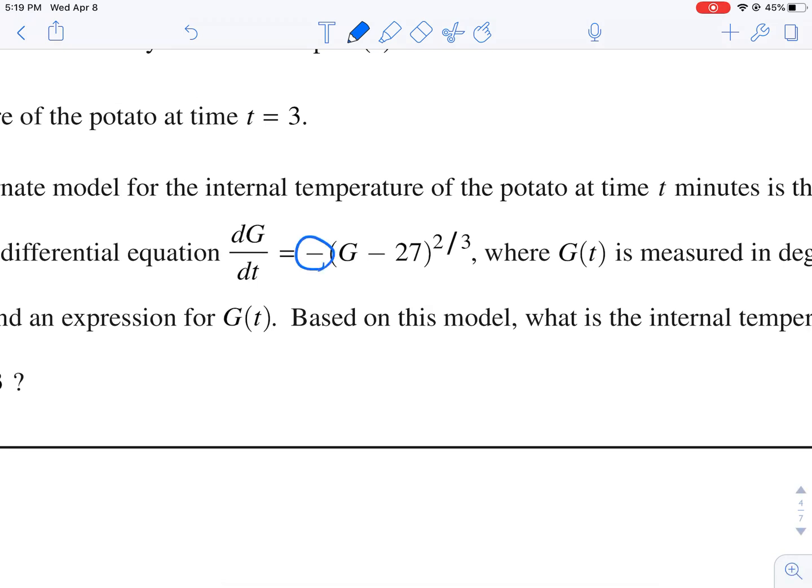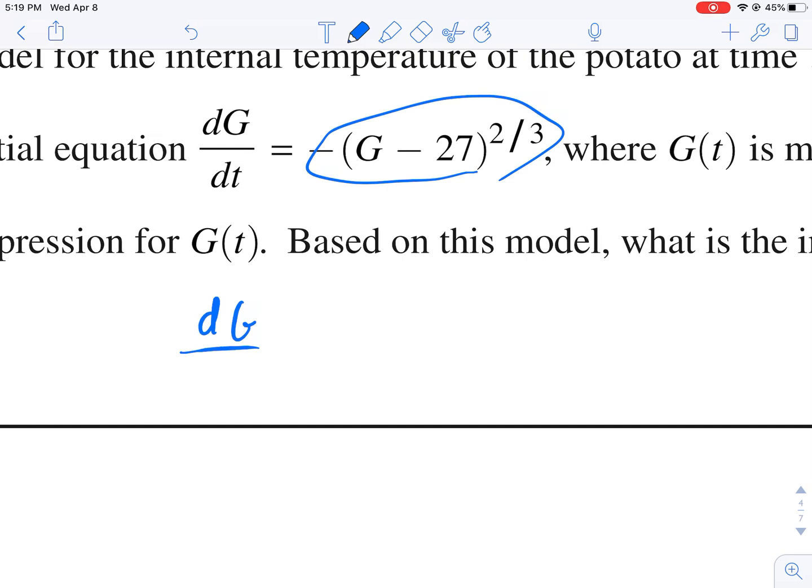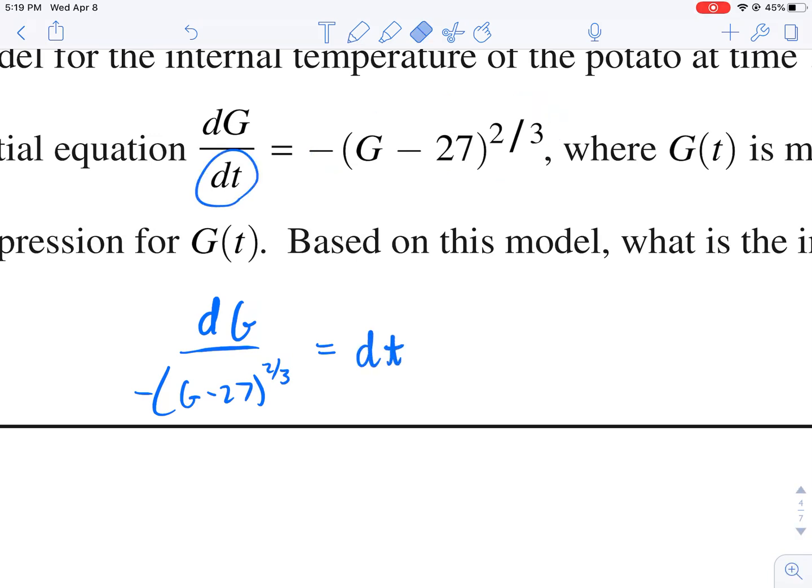So this negative here, you can either leave it on the side with t or take it to the side with g. I'm going to take it to the side with g. So we get dg divided by, so I'm going to divide by this, leaving us a 1 on that side. So you get negative g minus 27 to the 2/3 equals 1, and then multiply both sides by dt, so 1 dt or just dt.